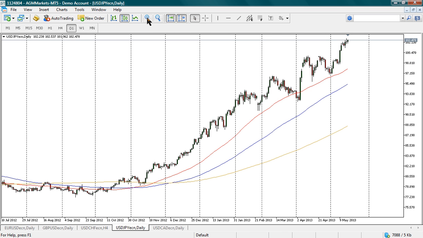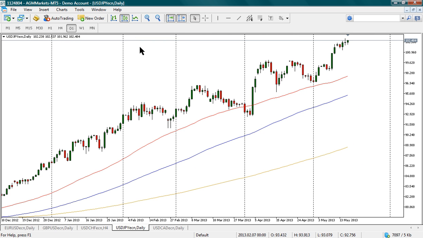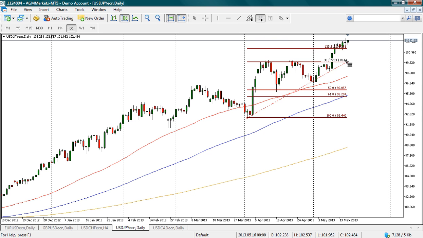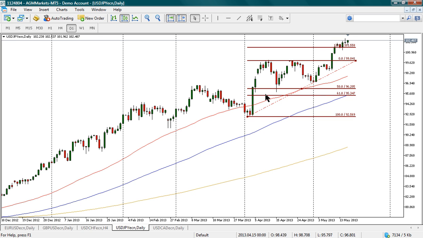Dollar yen. It's been all about, we spoke about in the previous video, this move here. It's taken a long while. So the lows to the highs there, we came in at the 50%, we rotated higher, we got capped slightly at 0.0%.